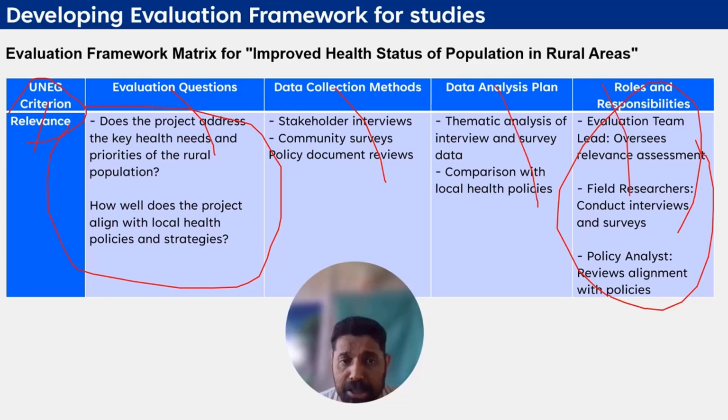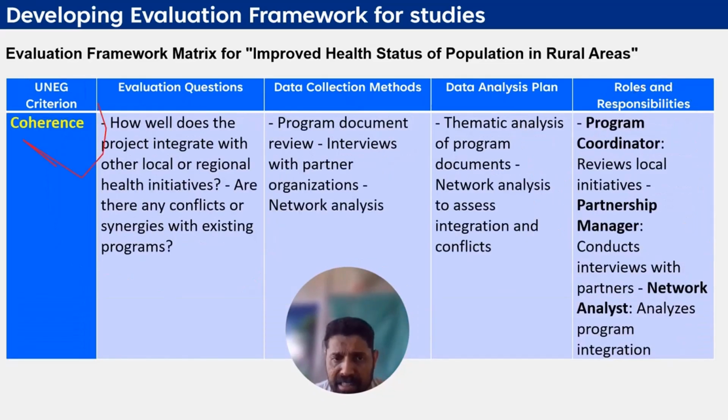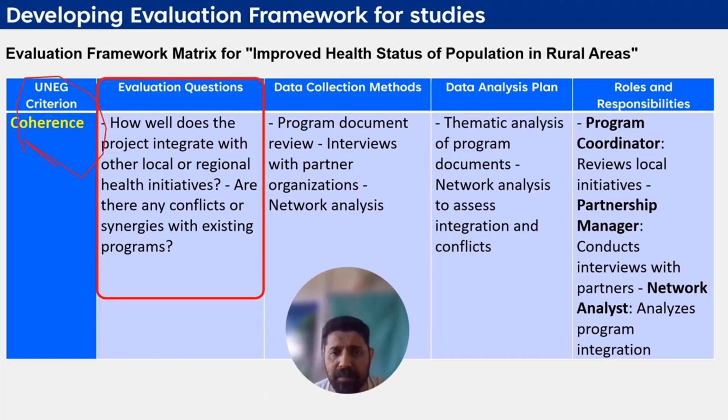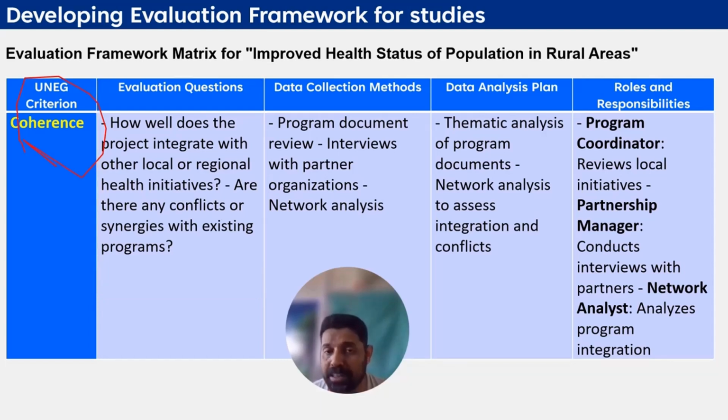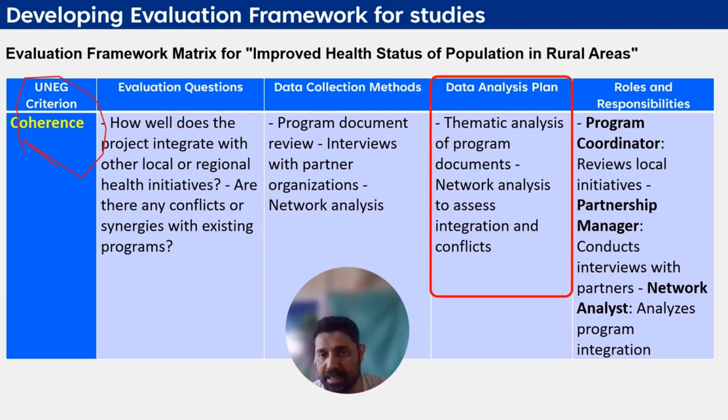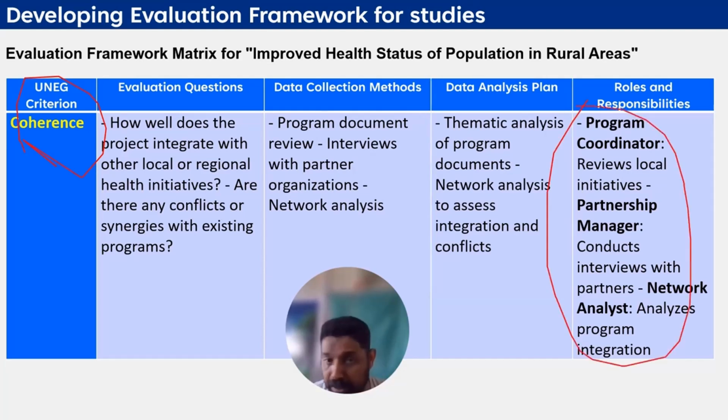Let's discuss now the next one, coherence. For coherence, our evaluation question would be: how well does the project integrate with other local or regional health initiatives? Are there any conflicts or synergies with existing programs? What would be the data collection method? Program documents, interviews with partner organizations, and network analysis. For data analysis, thematic analysis of the project documents, qualitative analysis, and quantitative analysis. And here you can see the roles and responsibilities of the different team members.